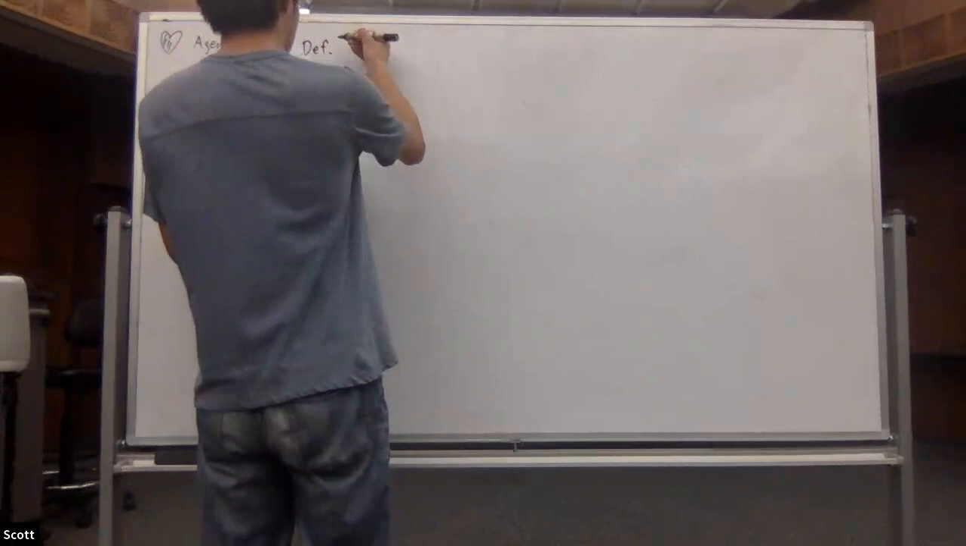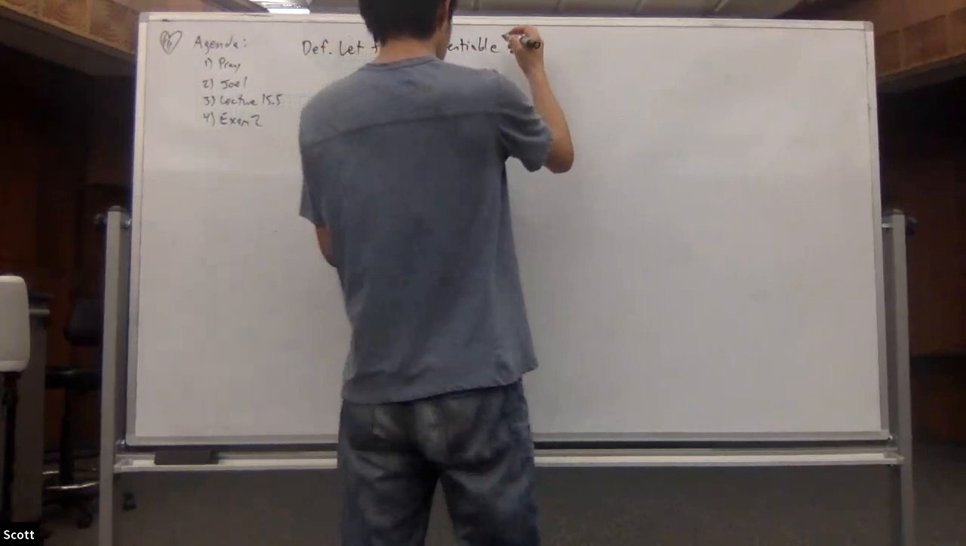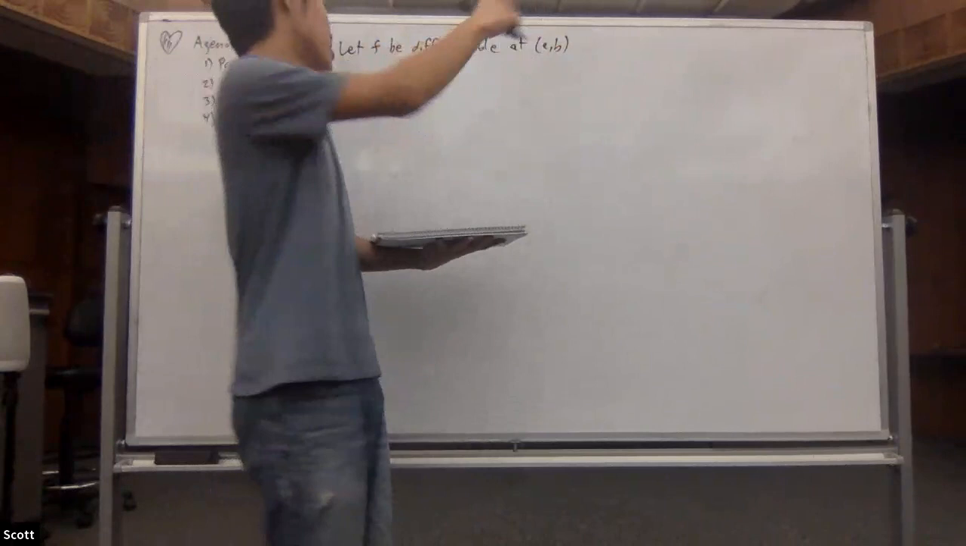So let f be differentiable at some point a, b. So remember, we would say in calc 1, let f be differentiable at x equals a. Well, now we have two variables in our input space. So we say that f is now differentiable at x, y equals a, b. Essentially, that's what's happening here.